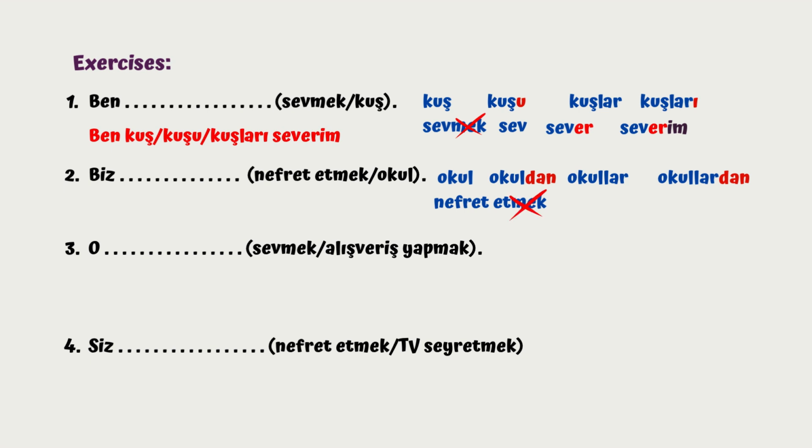So I will get rid of mek. I have nefret et. And then et is one syllable word again. So I'm going to add er or ar. The final and the only vowel is e. So I will add er. So it will become nefret eder.